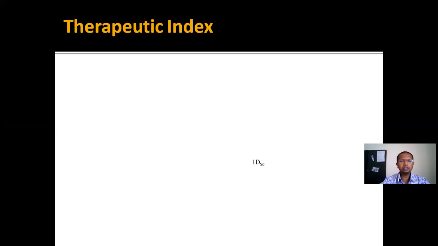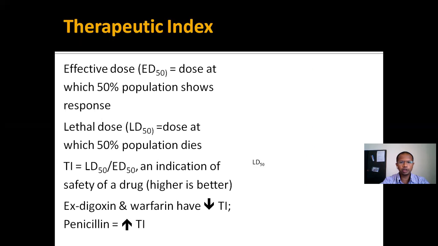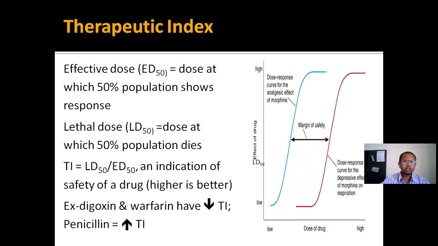Now with this concept, we can actually find out the other associated concepts, very important to understand. Okay, so that is about the therapeutic index. What is this therapeutic index? Therapeutic index is very important to be known before administering a drug.